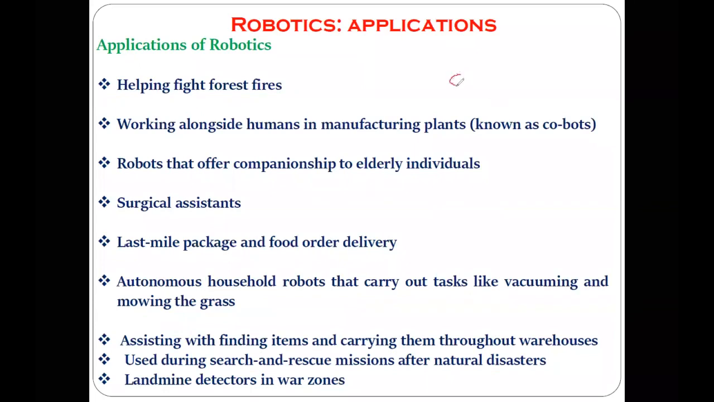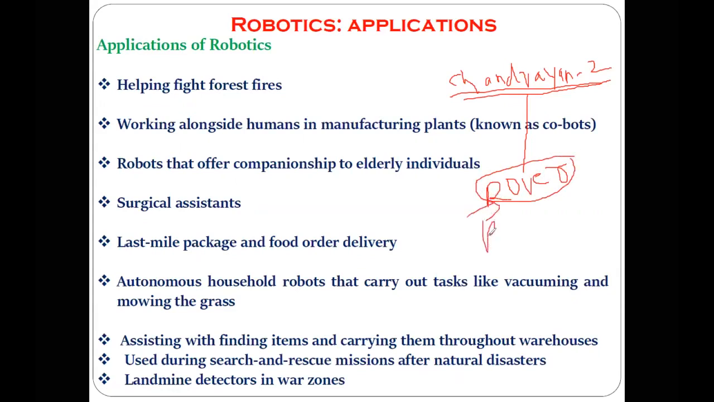Now, in the previous year, our scientists did one operation, that was Chandrayaan 2. That operation was done by our scientists, which was not successful, but they made a good try. In Chandrayaan 2, we utilized one particular rover. Rover is another name for a robot. And the name of that rover or robot was Pragyan. You must be knowing about this. We utilized the Pragyan robot there.